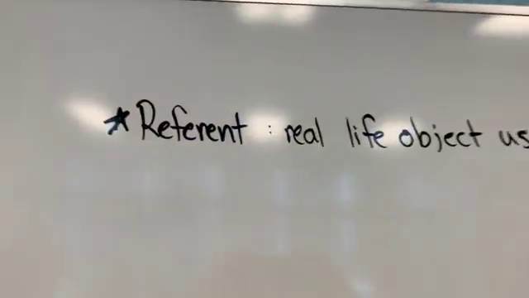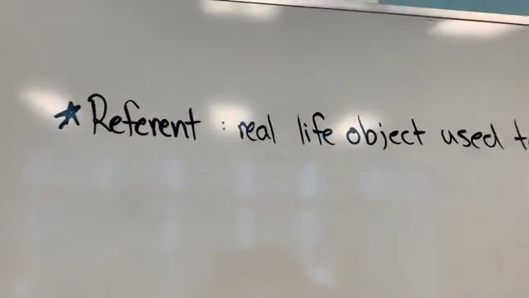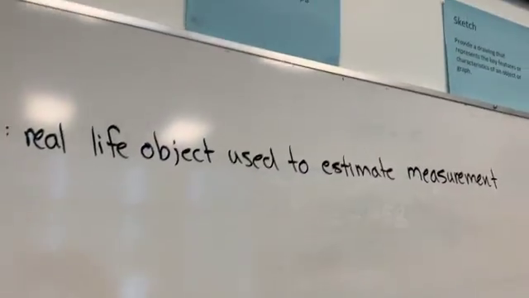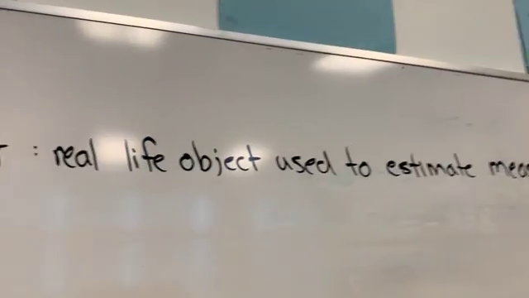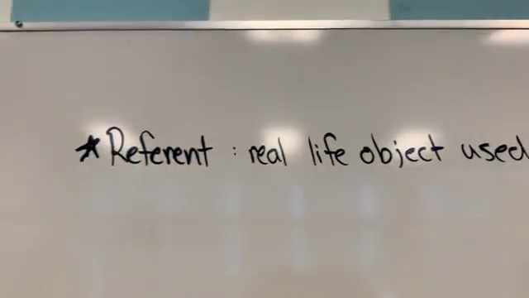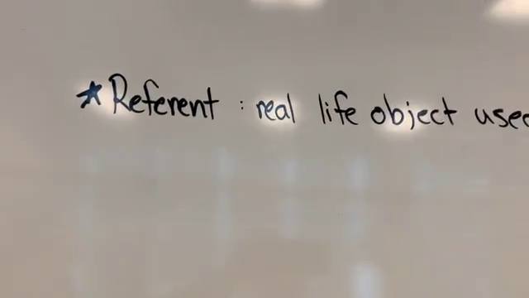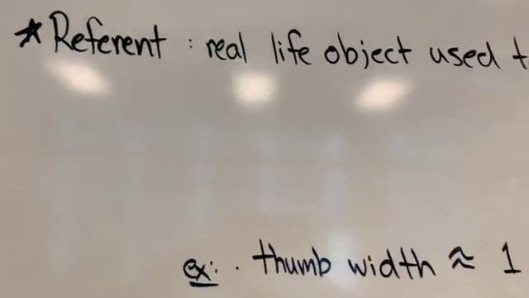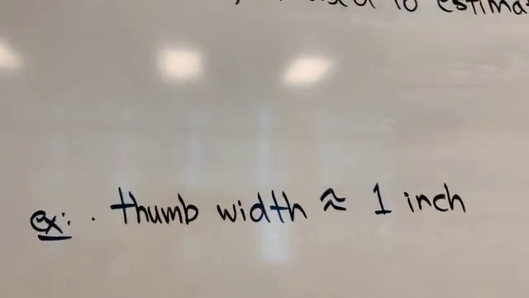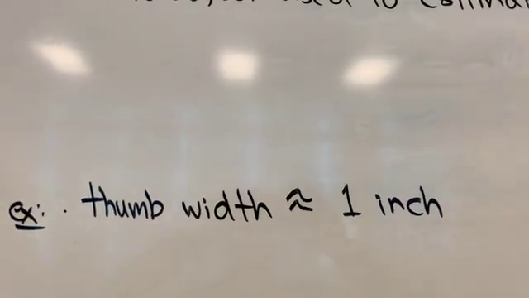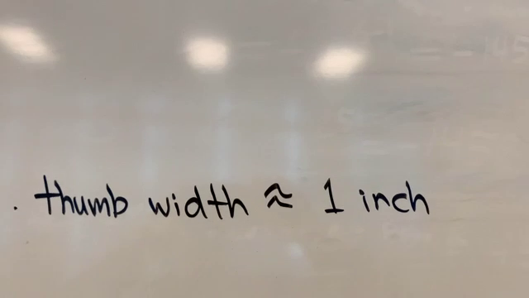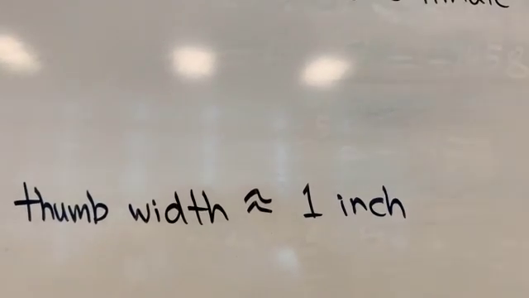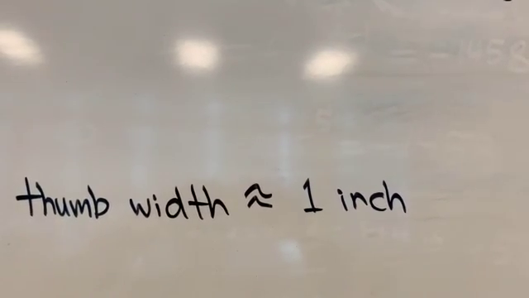A couple of vocabulary terms here besides imperial, obviously. A referent is some kind of real life object or even a body part that you use to estimate the measurement of something. We don't all walk around with a ruler to measure everything we run into. For example, the width of your thumb is approximately an inch. Obviously, we all have slightly different thumb widths, so that wouldn't be a very scientific way of saying what an inch is, but it gives you a pretty good guess.